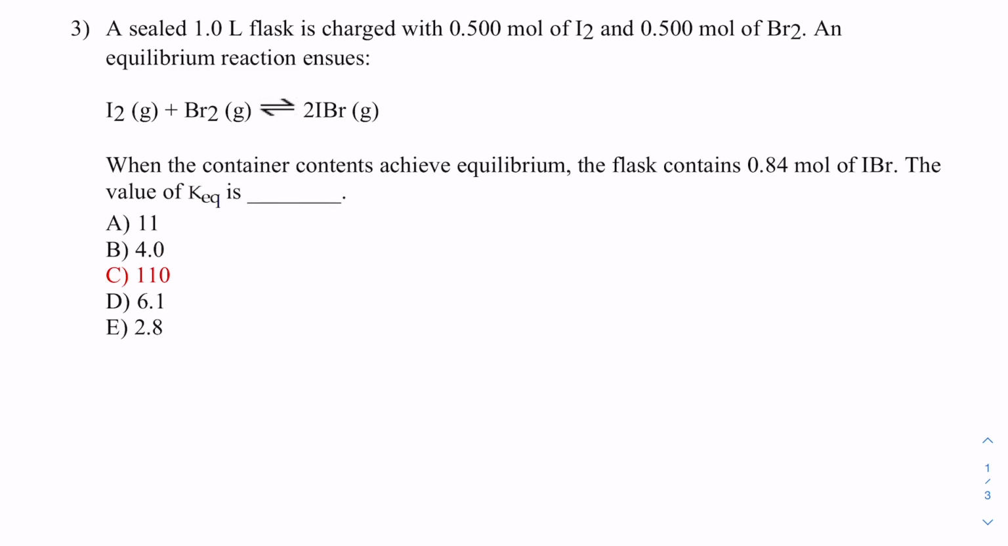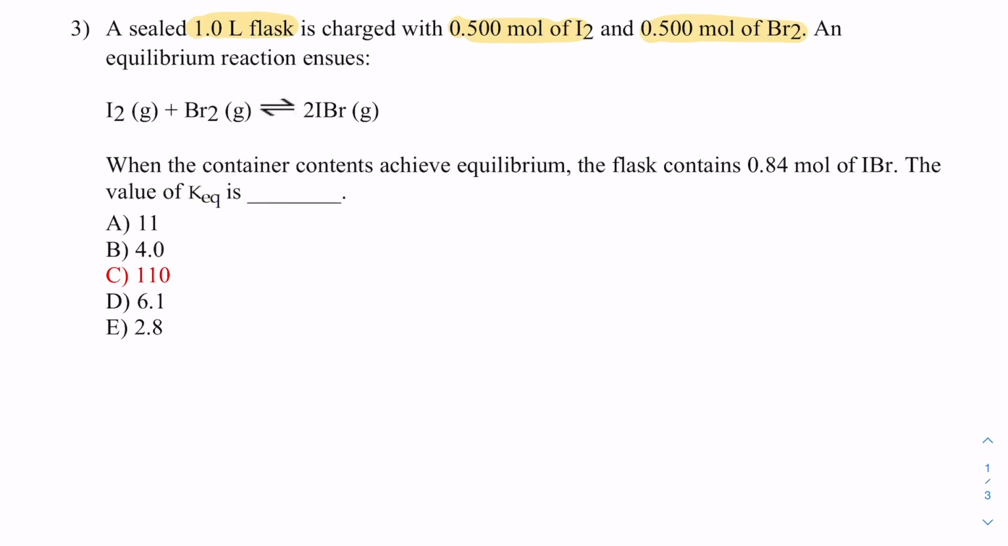Everyone, today I'm going to explain another example question. Okay, so now let's start reading this question. This question is saying a sealed flask, right? And you have 0.5 moles of iodine, 0.5 moles of bromine.